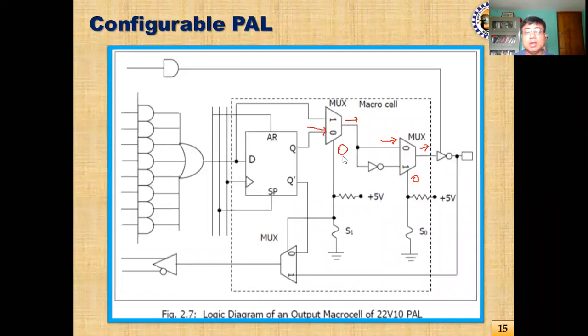Now I will reverse the condition. Let me make it 1, and this is 0. So what will happen if it is 1?